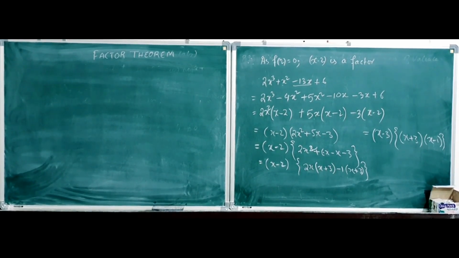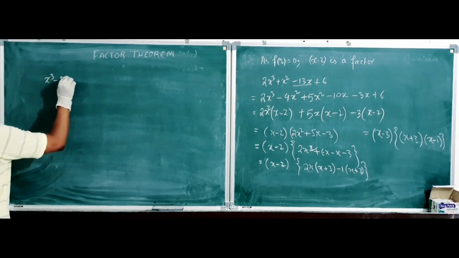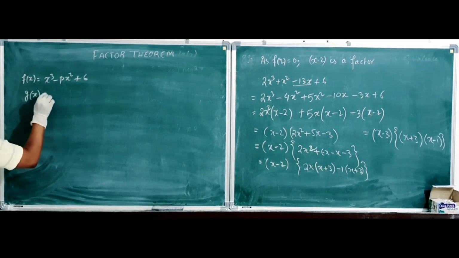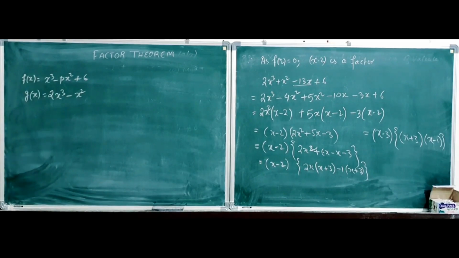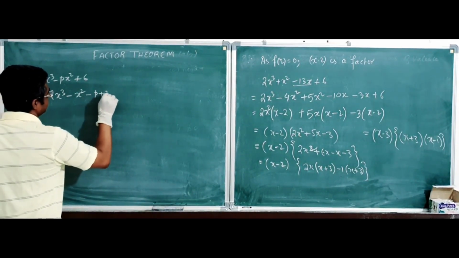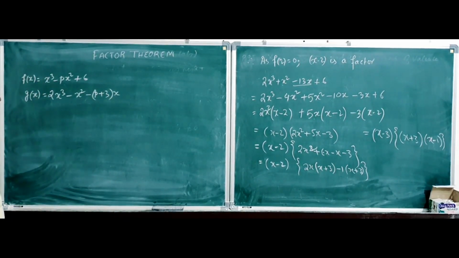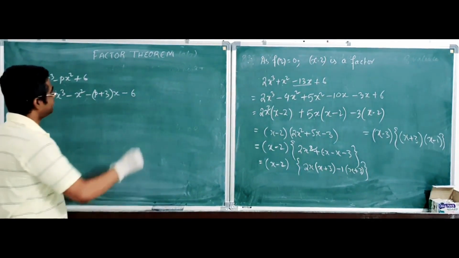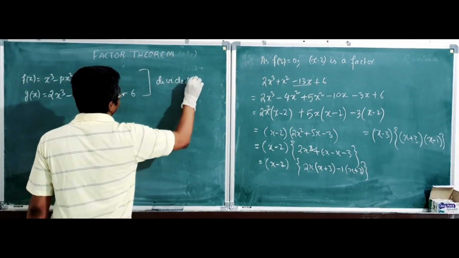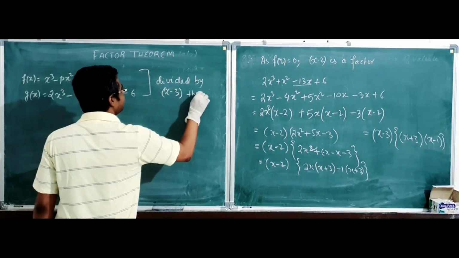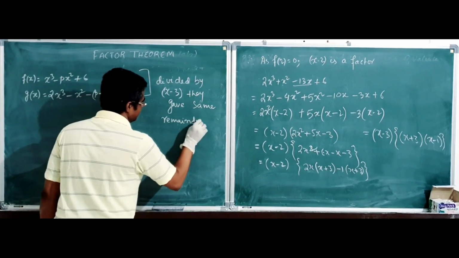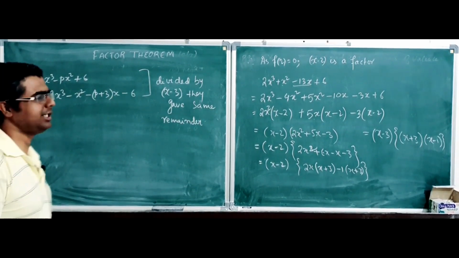There is a polynomial x cube minus p x square plus 6. This is a polynomial, I'll name it f(x). And another polynomial is given, 2x cube minus x square minus p plus 3, I'll name it g(x). This is a nice problem, asked in ICSE, a big problem. It is p plus 3 x minus 6. So these are the two polynomials. When these are divided by x minus 3, they give the same remainder.